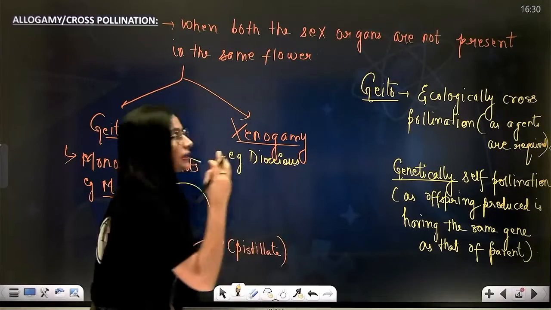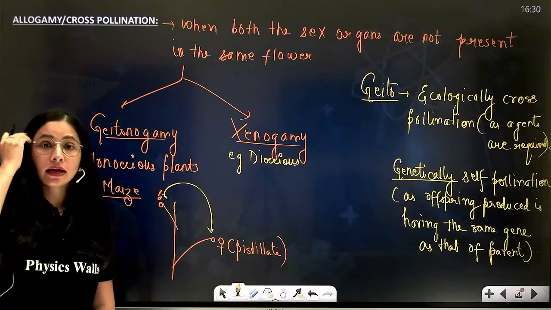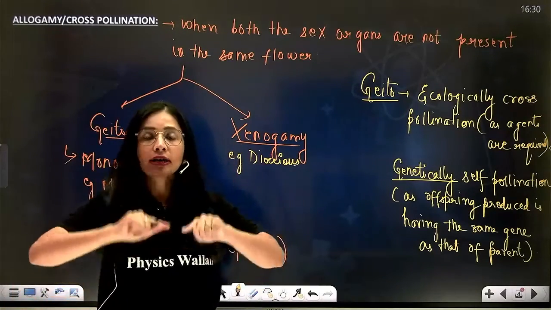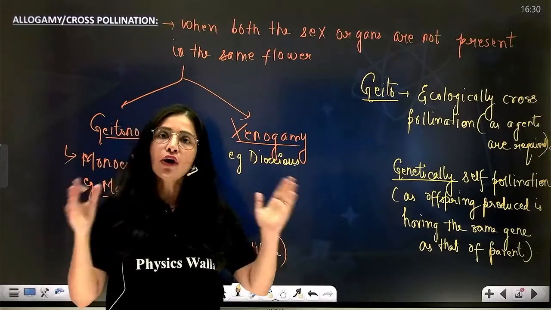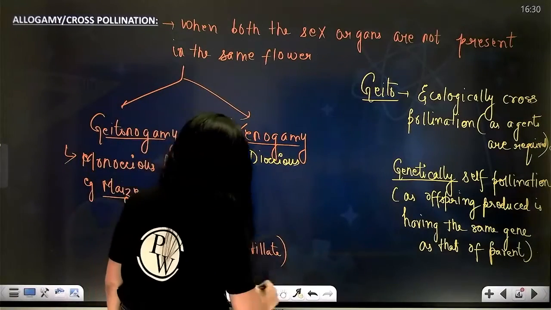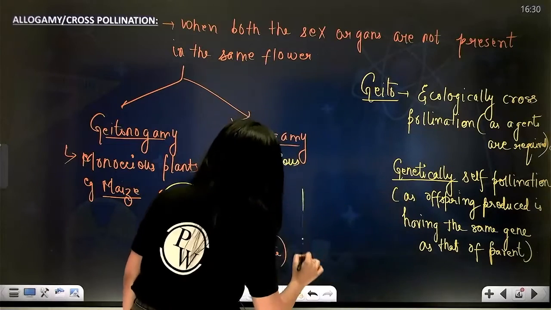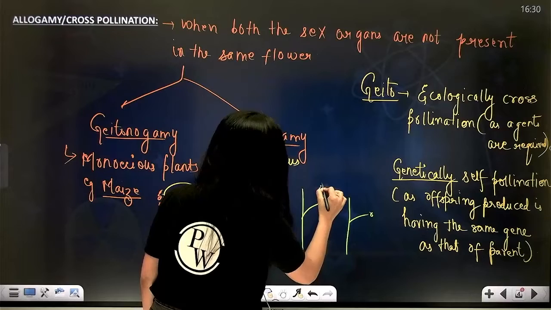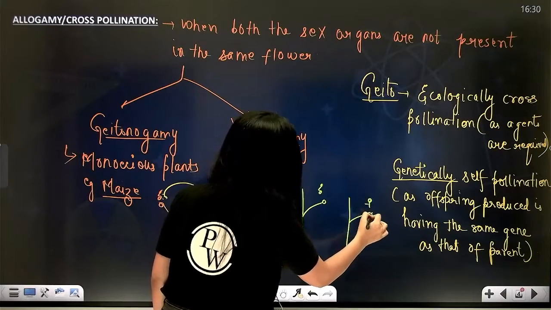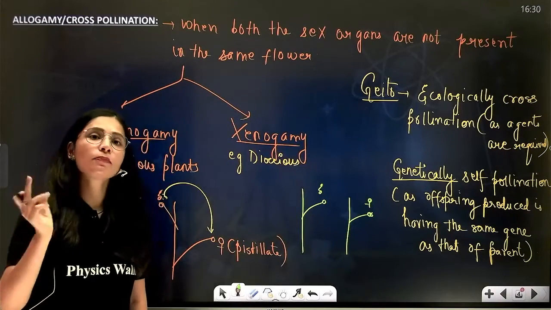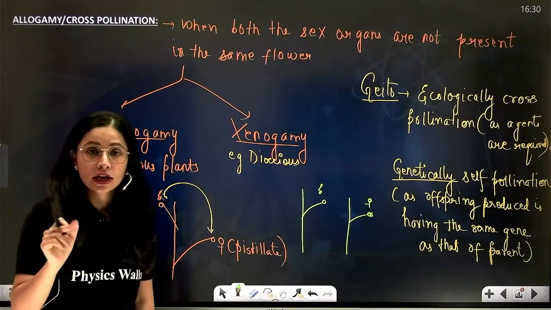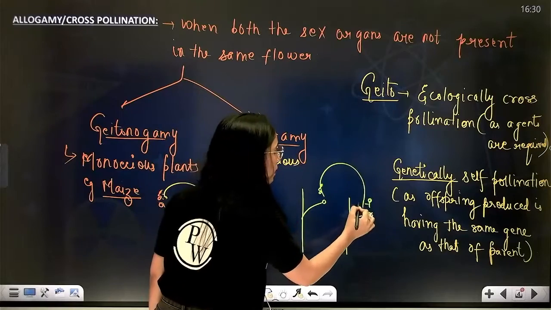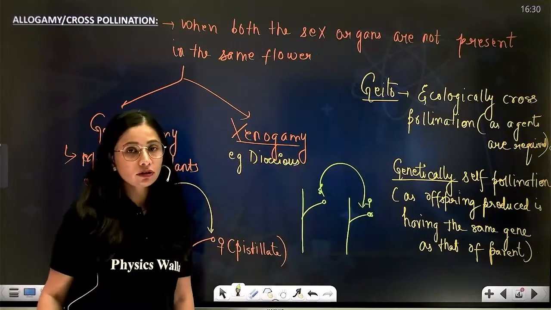Like for example, date palm, papaya. Here, not only the flowers are different, but flowers are born on different plants also of the same species. Like this. Right? So suppose this is a male flower and this is a female flower. Now both the flowers are born on different bodies, so genes automatically will be different. First of all, agents will be required. So it is ecologically cross-pollination.